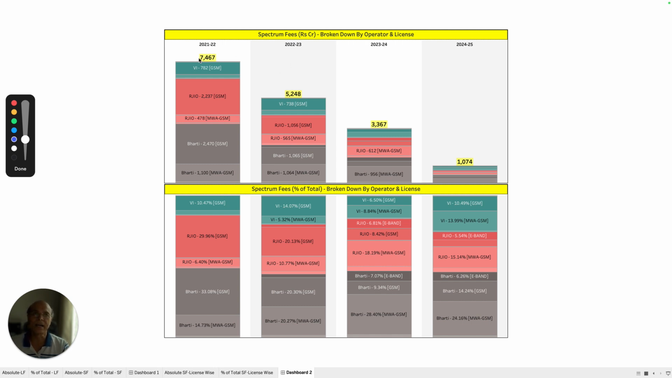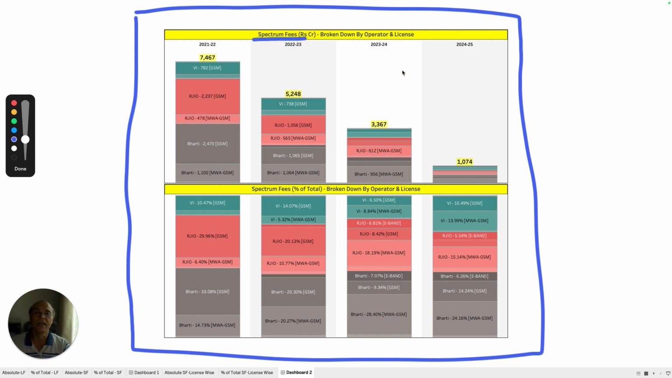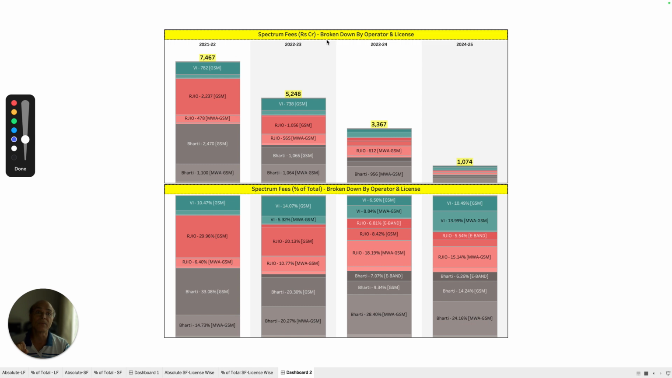Now this chart only has spectrum usage charge. The license fee part has been taken out from this chart. I only have spectrum usage charge. This has been broken down by operator and licenses. Now what are licenses? It can be GSM, it can be CDMA, it can be microwave access, it can be microwave backbone, it can be E-band, all those things, right? That's how it has been broken down.